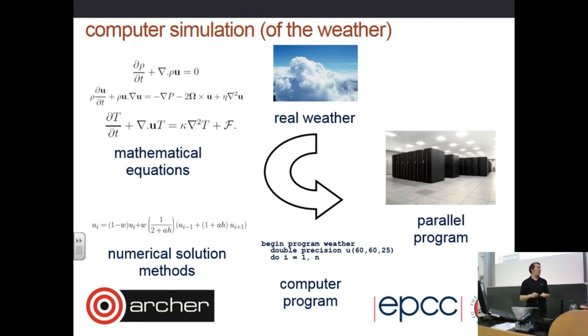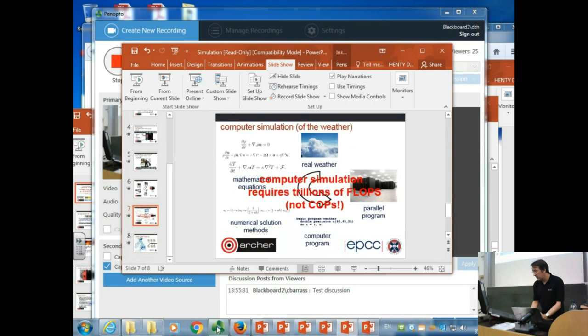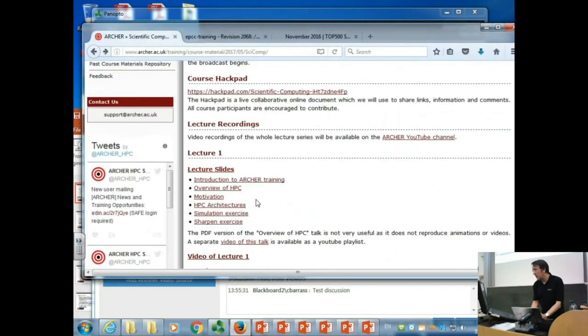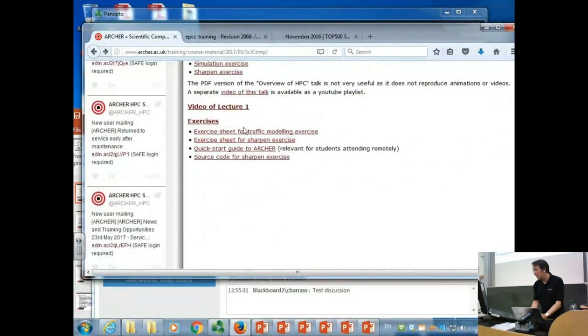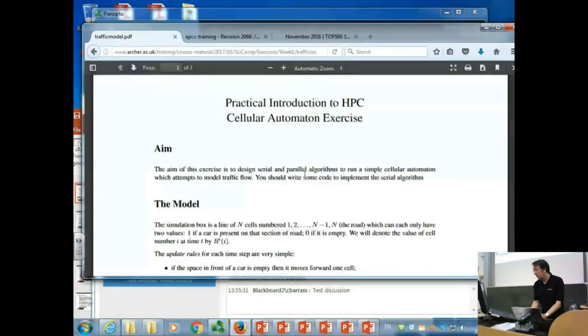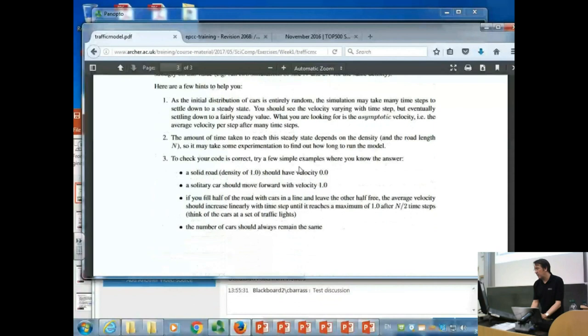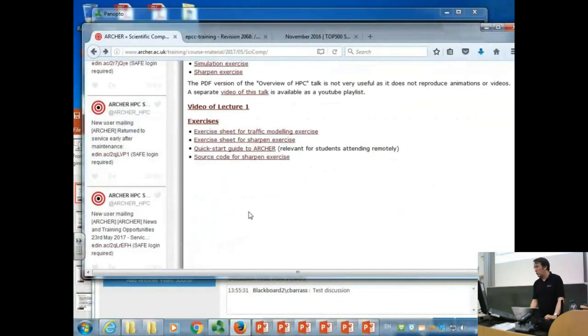But of course, the details are much simpler in the traffic model, and that's why I think it's a useful example. So for the exercise, there is a sheet on the web, which I'll just, if I can find my web browser, under the course material, which was linked in from the main page, exercise sheet for traffic modeling exercises. It's just a little, you can read it. And the idea is really just to write a serial program. But it's a useful exercise, I think, if you want to learn more about it.